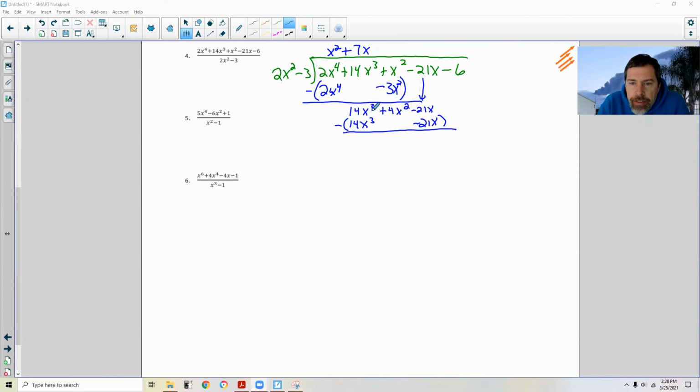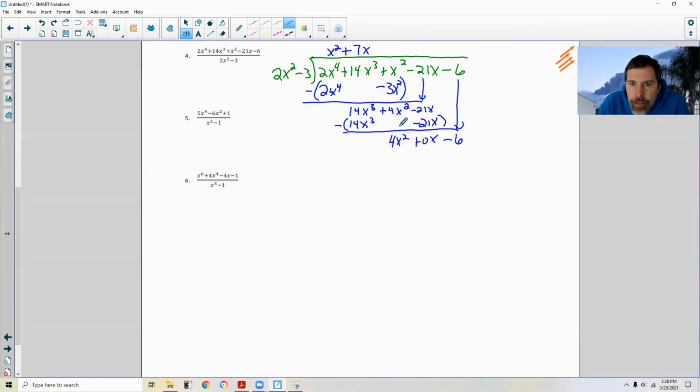And so now I'm subtracting. 14x cubed minus 14x cubed, nothing. 4x squared minus nothing, 4x squared. Negative 21x minus a negative 21 is plus 21x. That is just going to be 0x. Bring down my minus 6.